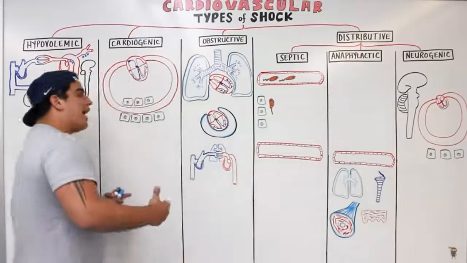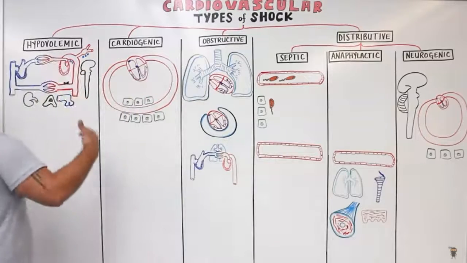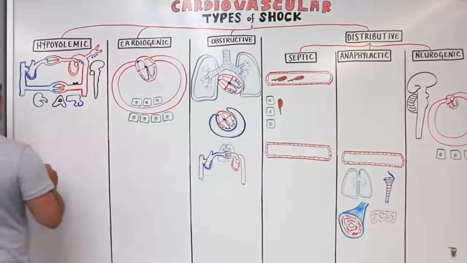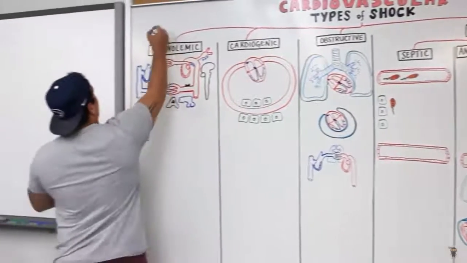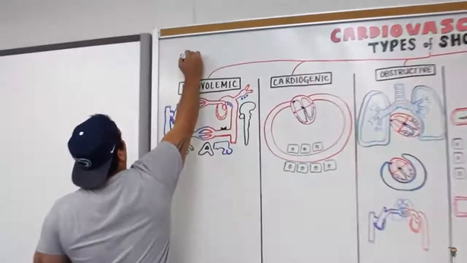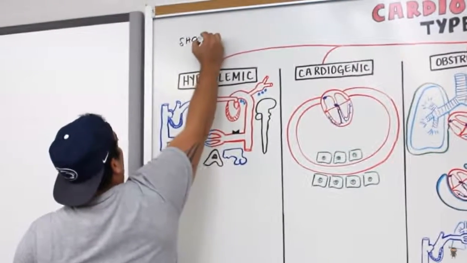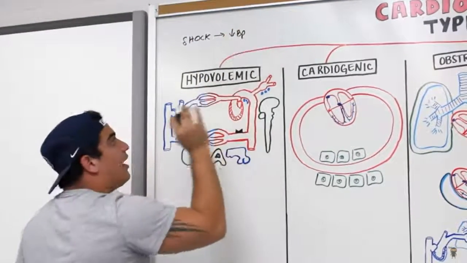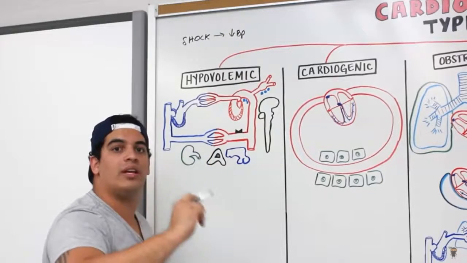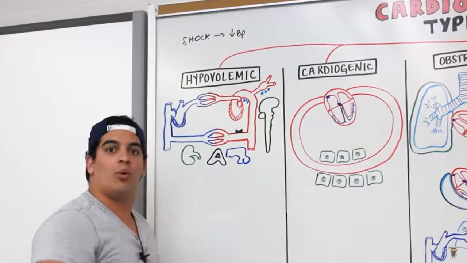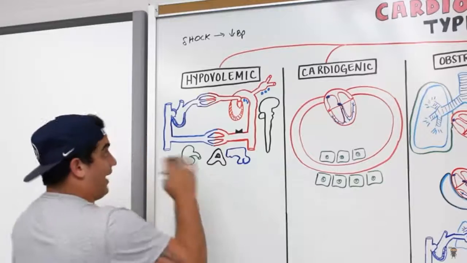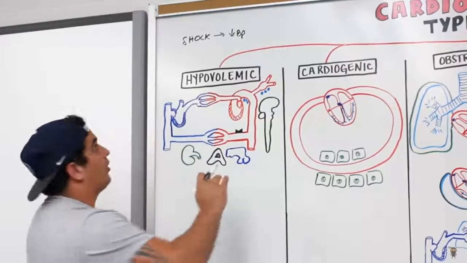All right, so let's now go ahead and dive into each different type of shock. In general, I want you guys to remember though, I'm gonna write this up here at the top: this shock is going to cause low BP. If you guys have not already watched it, I strongly encourage you to go watch our video where we talk about the compensation mechanisms for low blood pressure, because it's gonna make so much sense, okay?